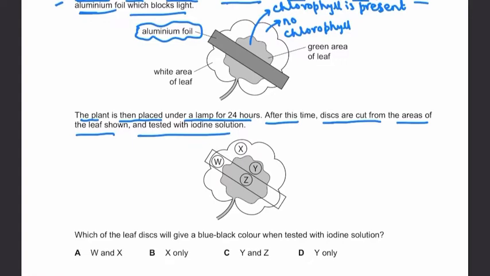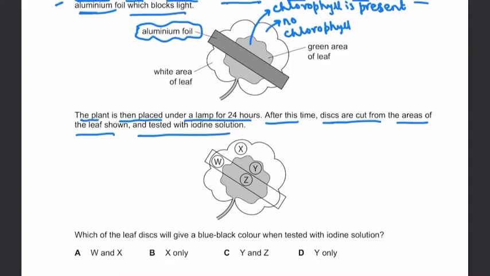Guys, remember this point: whenever we keep a leaf or a plant in light, what happens? If photosynthesis occurs, glucose will be produced, and this glucose will be stored as starch. So in any area of the leaf, if photosynthesis occurs, you will find starch there. It means that part of the leaf will stain blue-black with iodine solution.